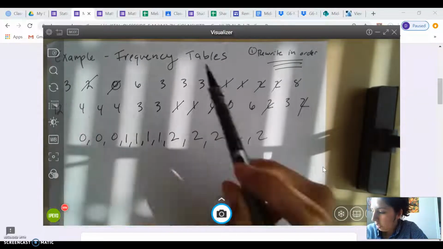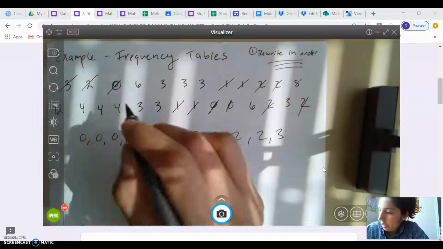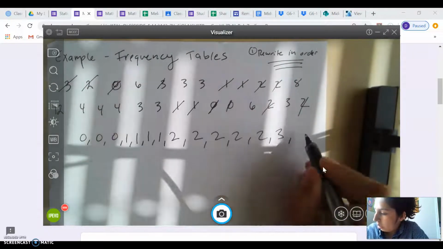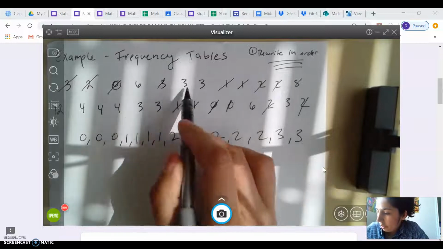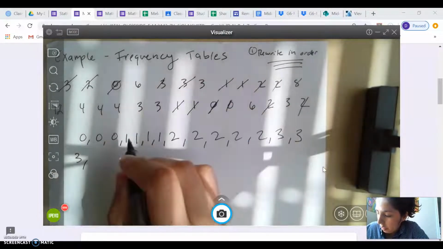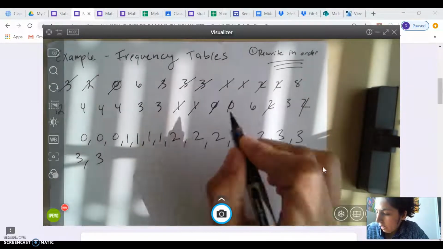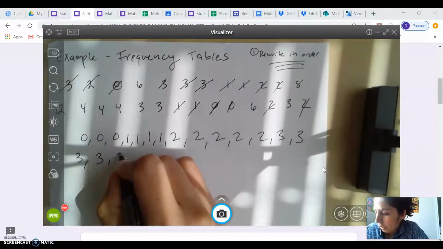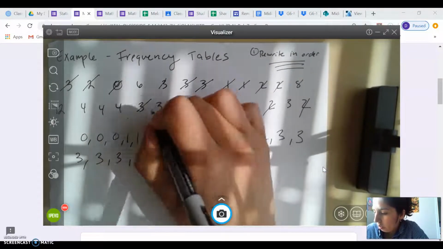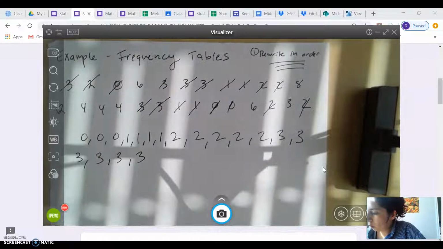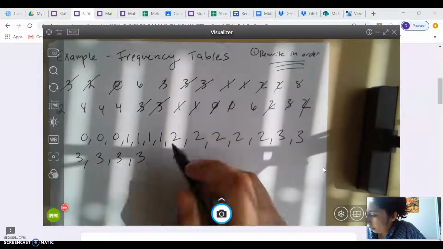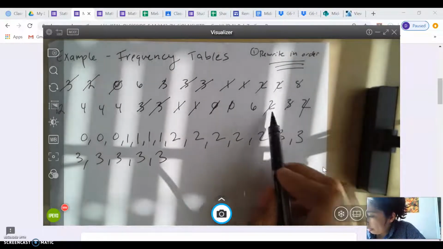Moving on to my 3s. Here's a 3. If I run out of space, I'm going to keep going down here. Here's another 3. Remember that the point of crossing it out is so you do not reuse the numbers again. It's a system to help keep your work organized. And here's another 3. All right, 3s are done.